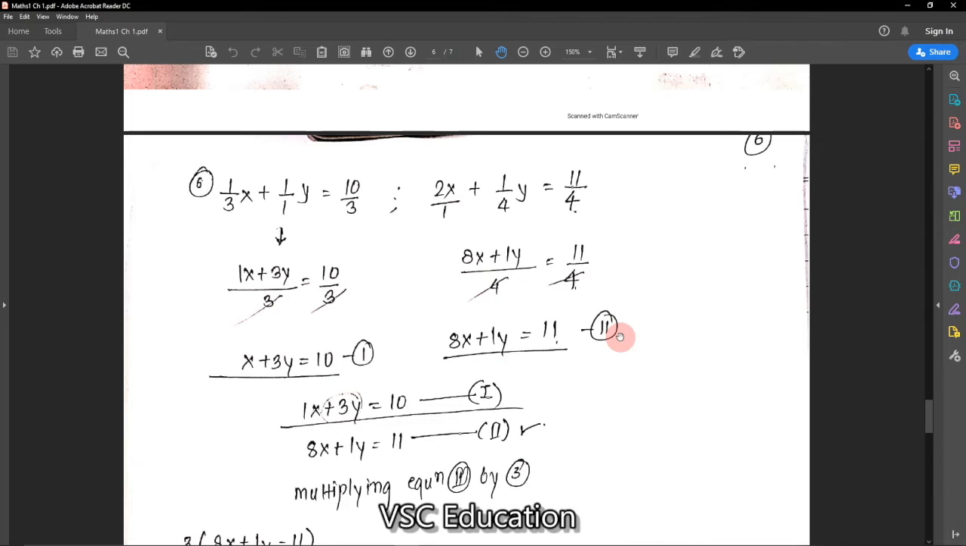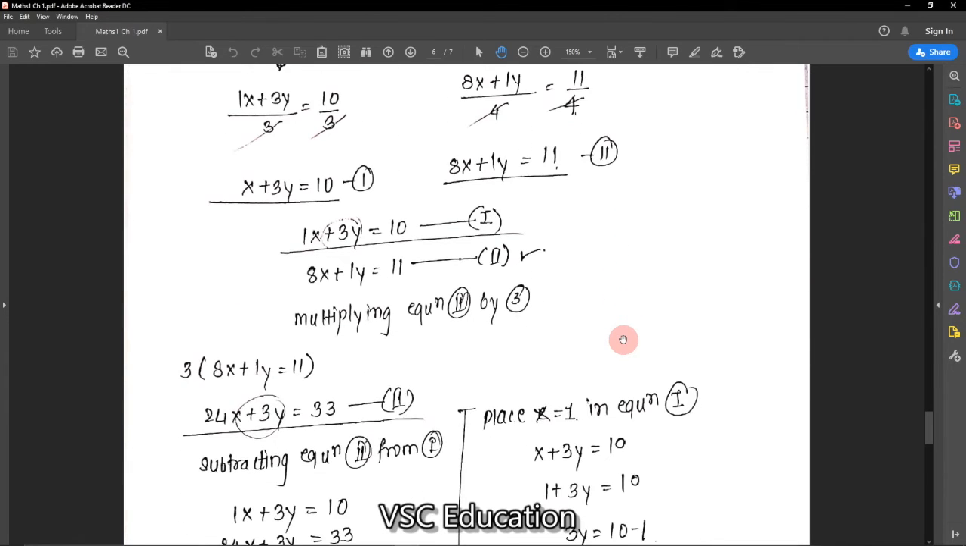Okay. Now we solve these equations. So what are the steps? First, we remember both the equations, we write one below the other. Understand? First, 1x plus 3y is equal to 10. That is the first equation. What is your second equation? 8x plus 1y is equal to 11. That is your second equation.